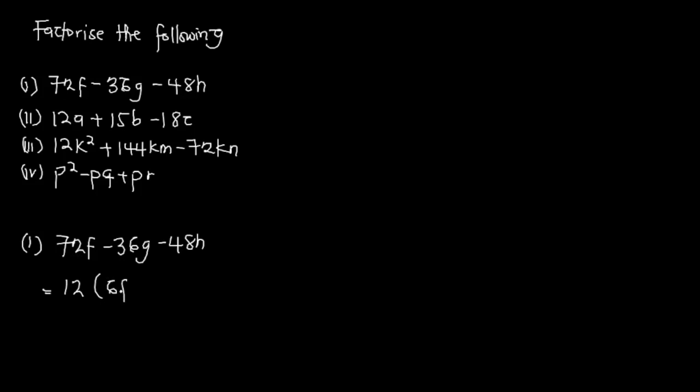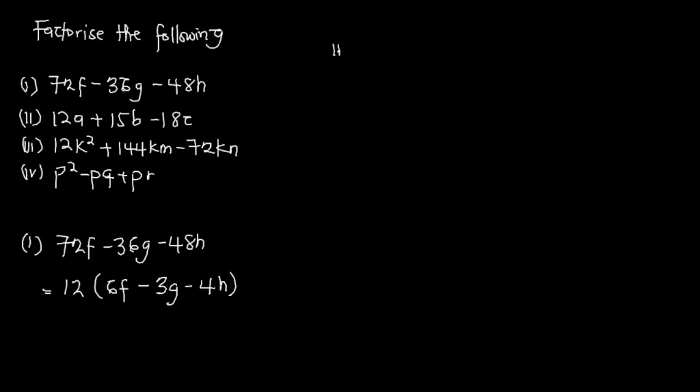So we now add our f to it. Then minus 12 multiplied by what will give you 36? 3. So 12 times 3 will give us 36. So we now add the g. Then minus 12 times 4 will give us 48. So we add the h. So our final answer becomes 12 outside bracket 6f minus 3g minus 4h. So that becomes the answer for the first expression.